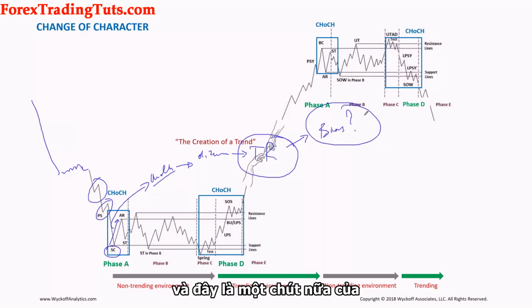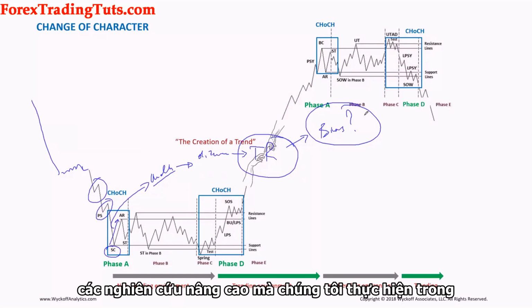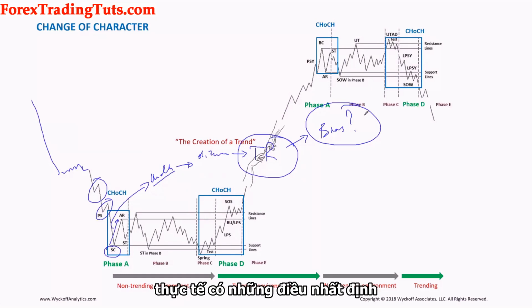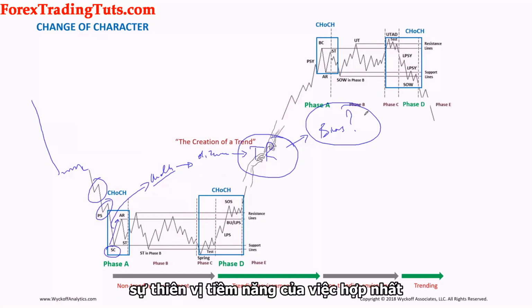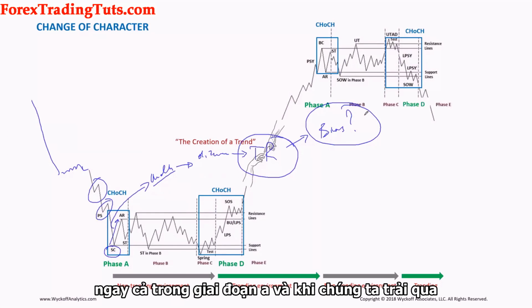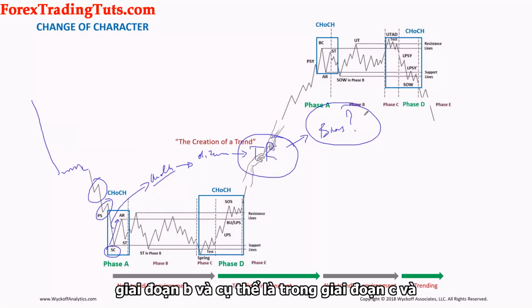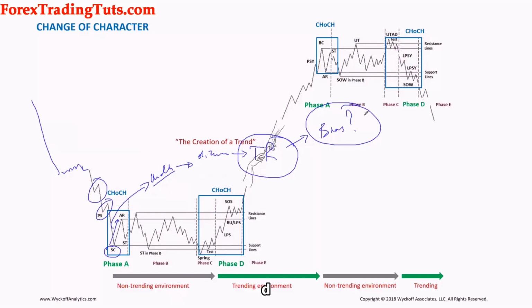And this is a little bit more of the advanced studies that we do in the practicum. There are certain ways of how you could identify the potential bias of the consolidation in phase A. I will give you some of the shortcuts as to how to logically think about the bias even in phase A, and as we go through phase B and specifically in phase C and D. But at the beginning, usually we're going to be questioning what kind of bias we have.